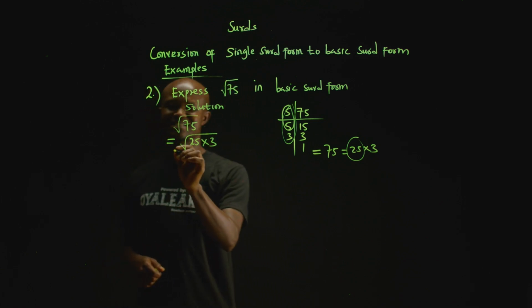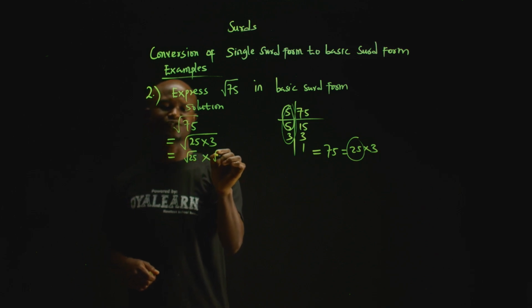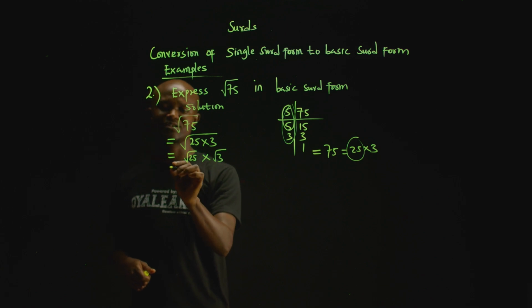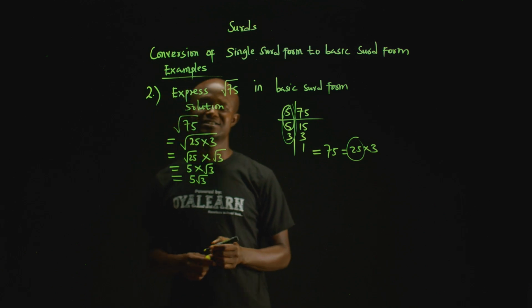Now, we can express this as square root of 25 times square root of 3. Then what are we having? Square root of 25 is what? That's 5. Then 5 times square root of 3. Now this is equal to 5 root 3. That is the solution to the problem.